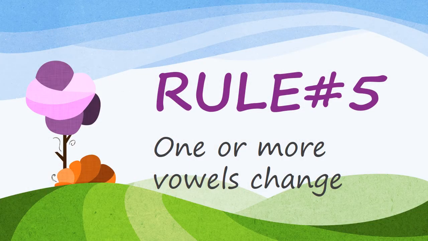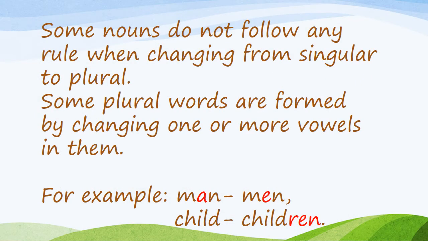Let us see what the fifth rule says. One or more vowels change. Some nouns do not follow any rule when changing from singular to plural. Some plural words are formed by changing one or more vowels in them. For example, man, men, child, children.